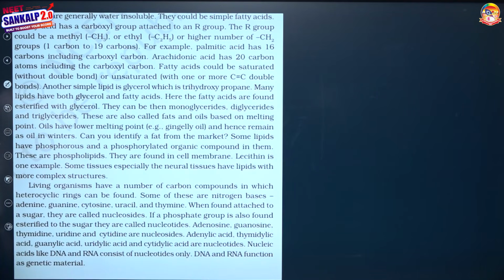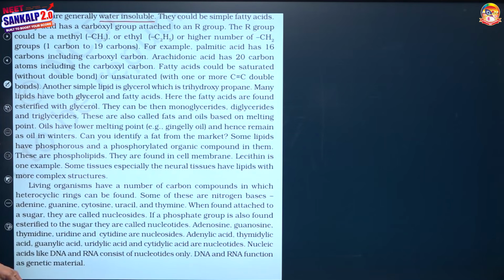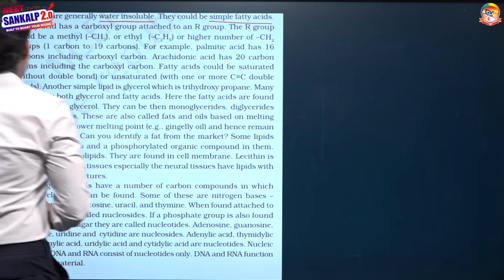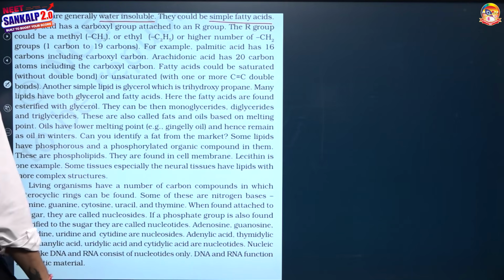Then after amino acids, lipids are given. They are water insoluble. They could be simple fatty acids. A fatty acid is a carboxyl group containing long chain hydrocarbon substance. This R group may be simply a methyl group or an ethyl group or a higher number of CH2 groups, varying from 1 carbon to 19 carbon.